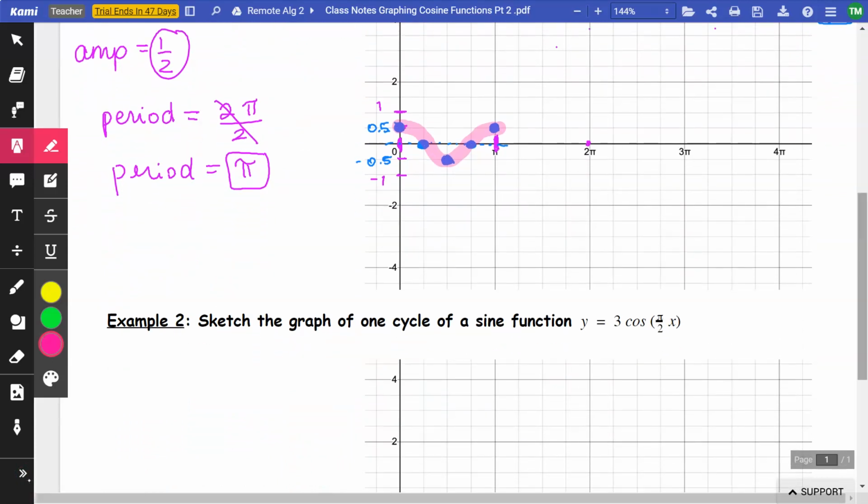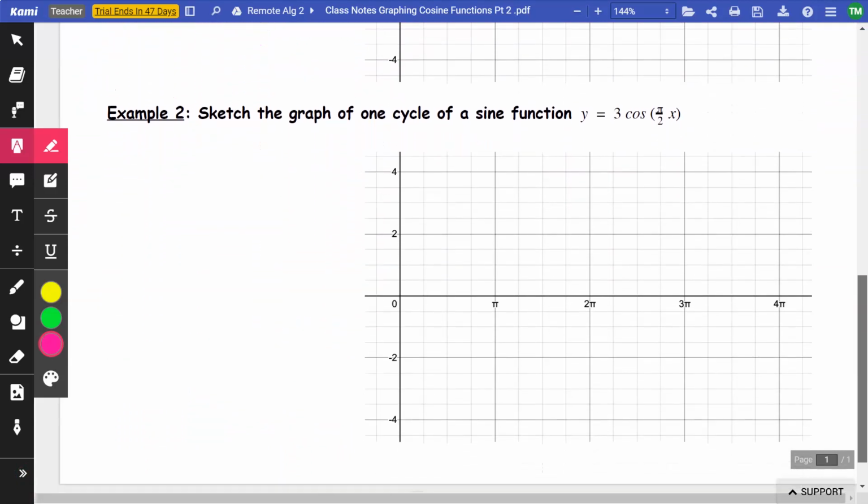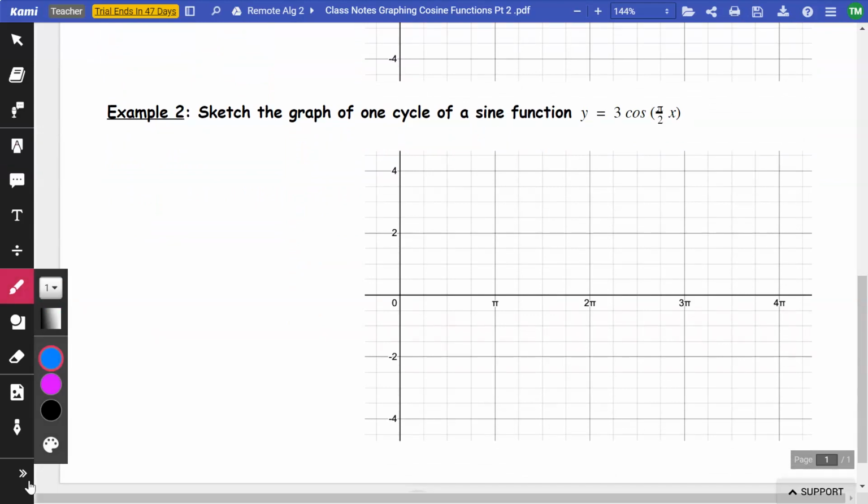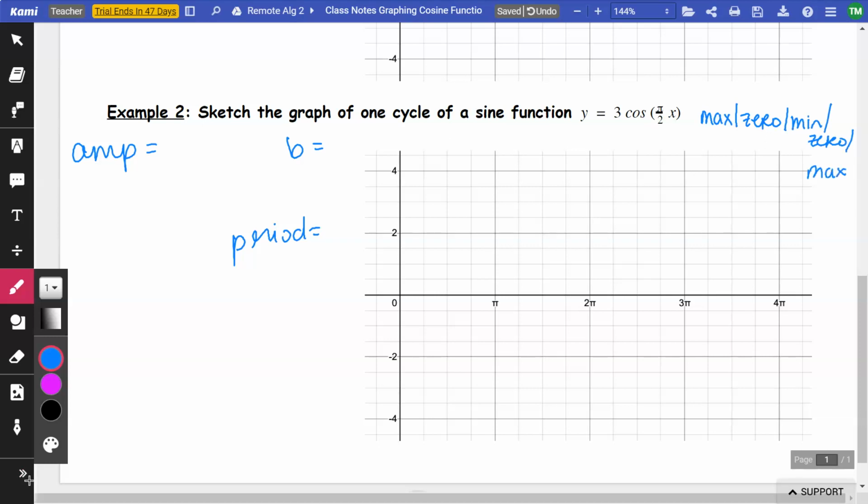So for example 2, you're going to do the same thing. You're going to identify your A and your B. So you're going to tell me what your amplitude is. You're going to tell me what B is, and then you're going to find the period of the function. And then you're going to graph your maximum, then a 0, then a minimum, a 0, and a maximum. So why don't you press pause on the video, go ahead and try it on your own, and then check back with me when you're done.